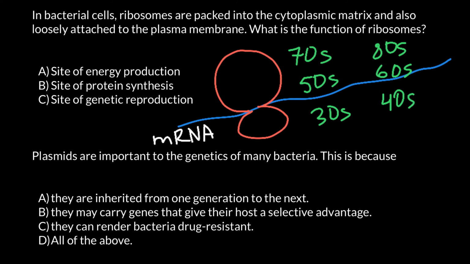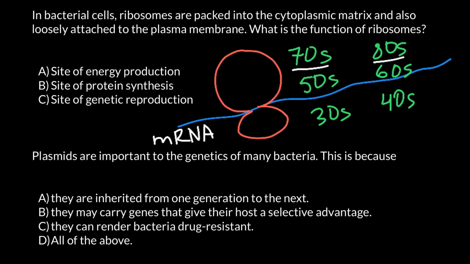In prokaryotes, as you see, 50 plus 30 would be 80 and not 70 as we see here. And in eukaryotes, 40 plus 60 would be 100, but it's strange that we have 80 as here. So what do these numbers stand for?